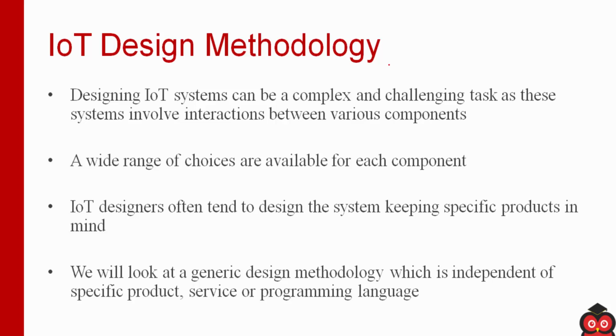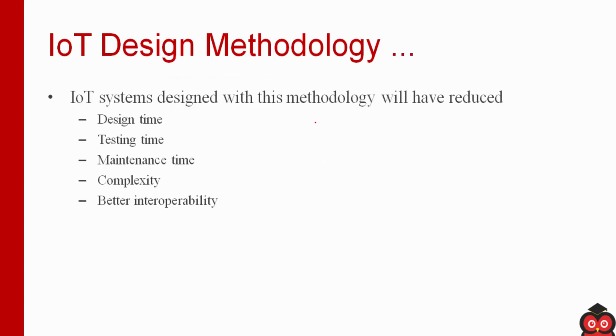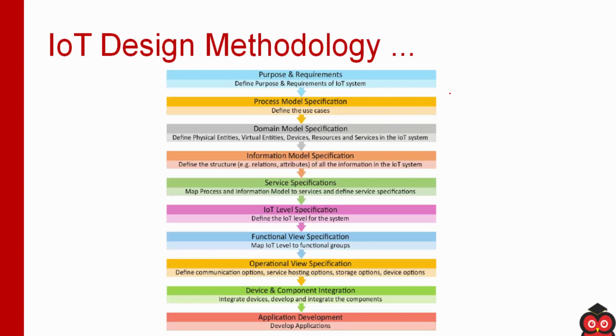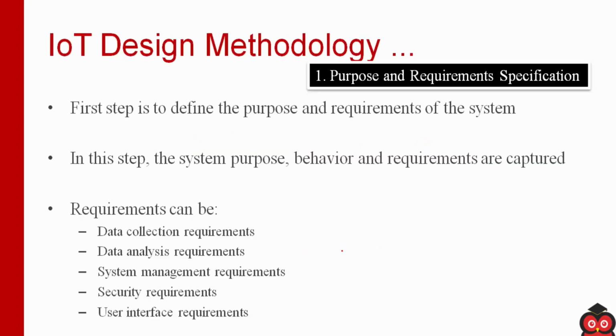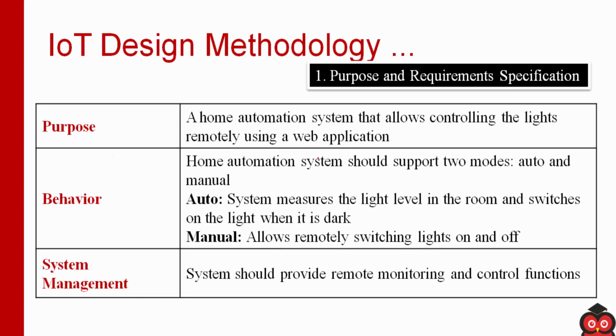Hello students. In the last session, we were discussing IoT design methodology, right? So we have seen these 10 steps, out of which I discussed up to step 4 by using a home automation system, where we are trying to control the lighting in the home, right? So the first step we have seen is purpose and requirements specification.